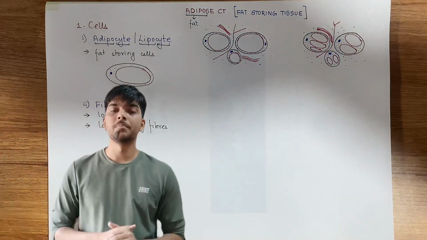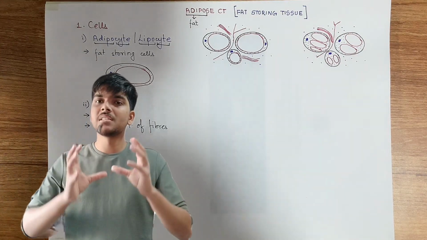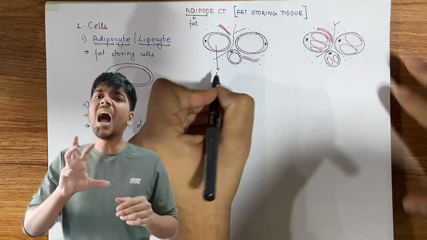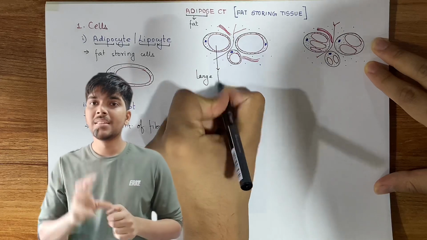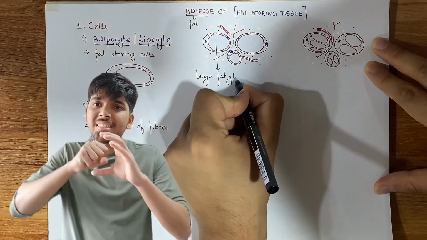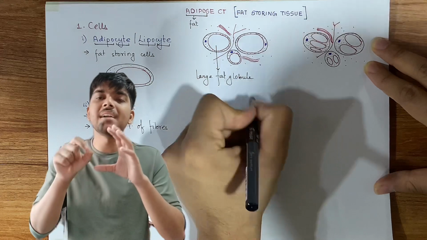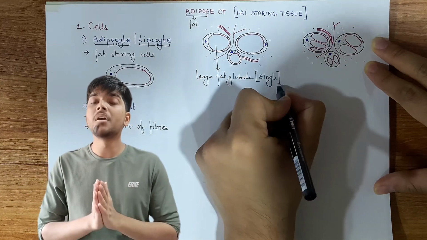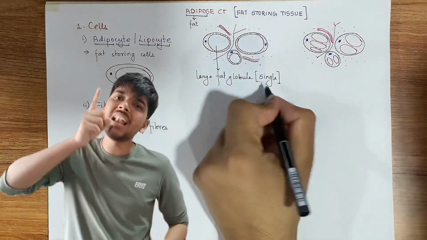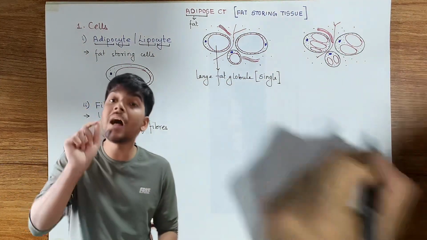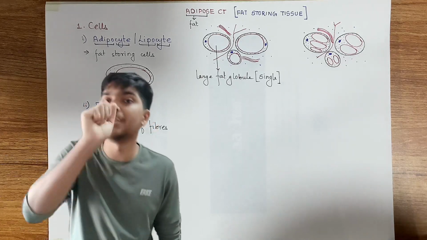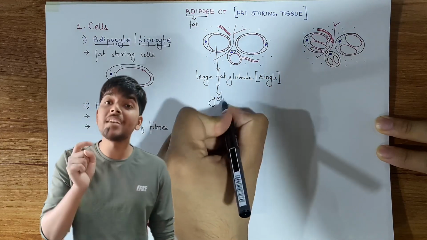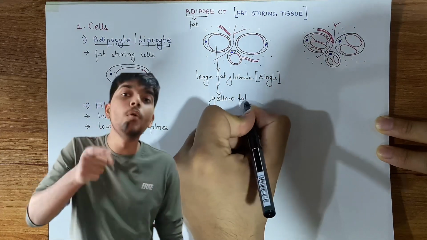What are they? Firstly, there are numerous cells, or adipocytes, that have a large fat globule in them. This large fat globule pushes the nucleus and cytoplasm to the periphery. So you get a peripheral nucleus and cytoplasm. But there's only one single large fat globule in each individual adipocyte. And this fat globule stores fat. The type of fat that it stores is yellow fat.